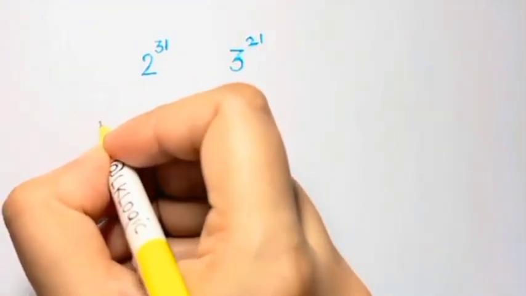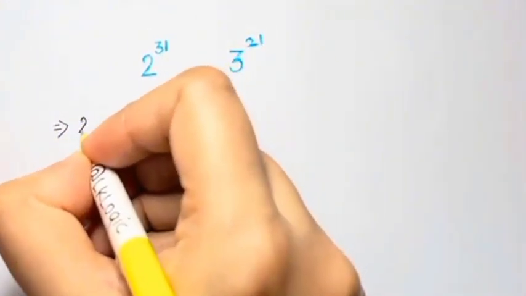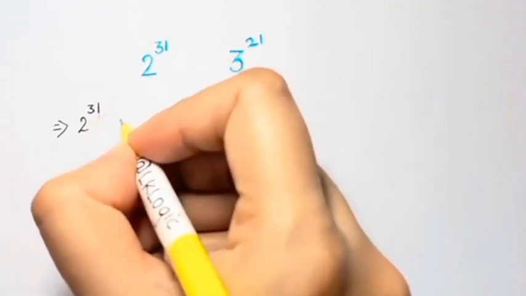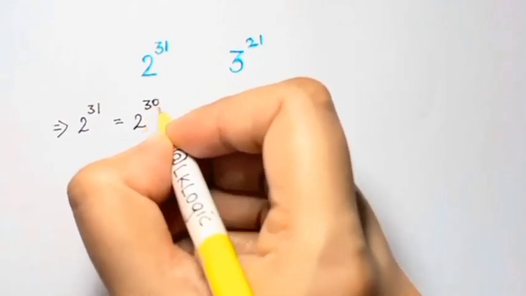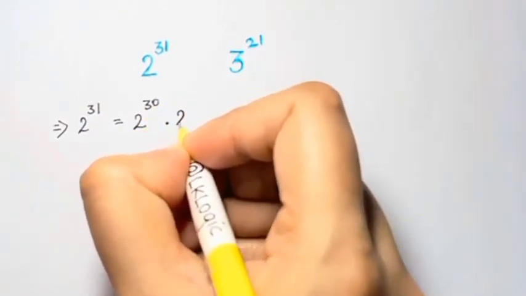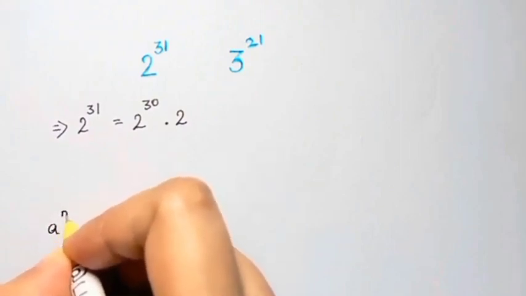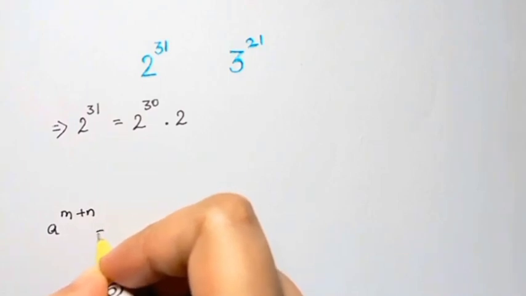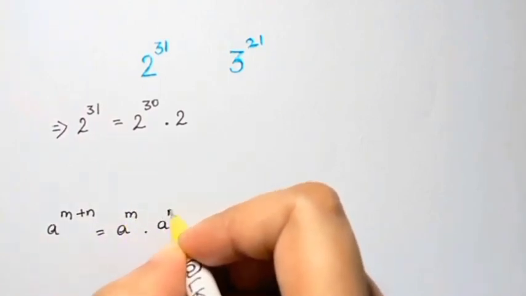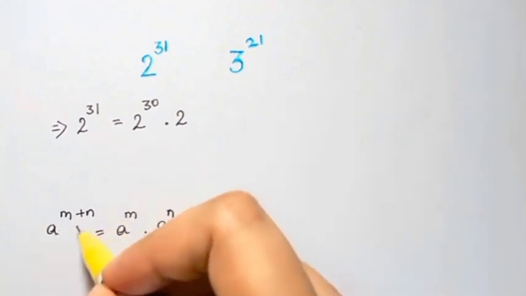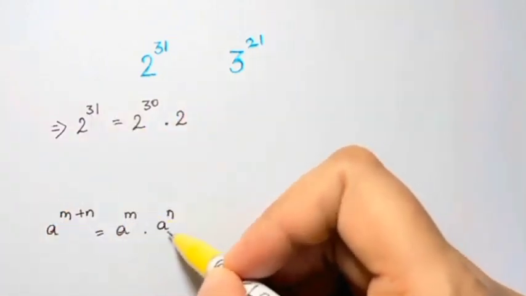Let's start with the first one, 2 to the power of 31. Let's break down the exponents. So we can write 2 to the power of 31 as 2 to the power of 30 times 2. How? If we have something like a to the power of m plus n, you can write it as a to the power of m times a to the power of n. So I have split m plus n into a to the power of m times a to the power of n.